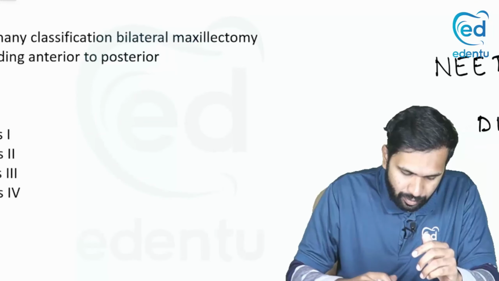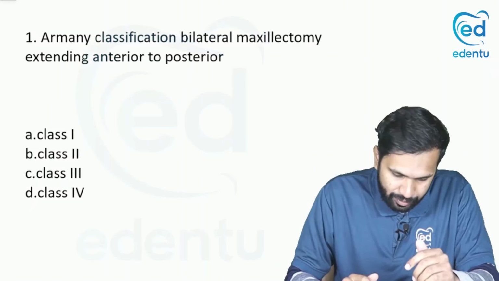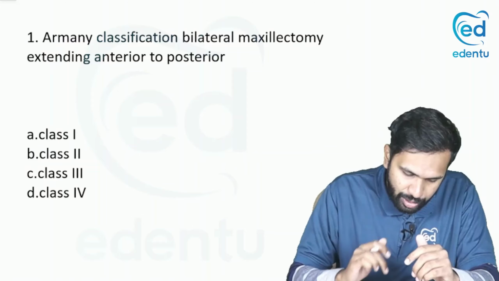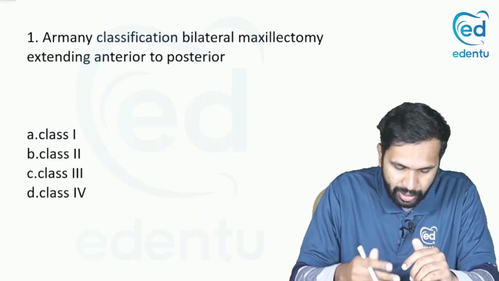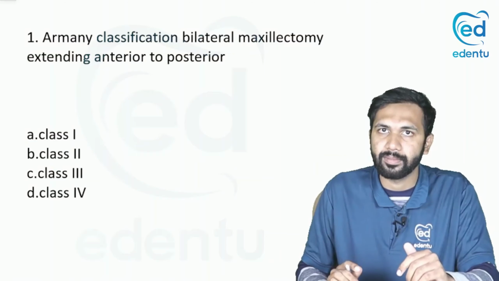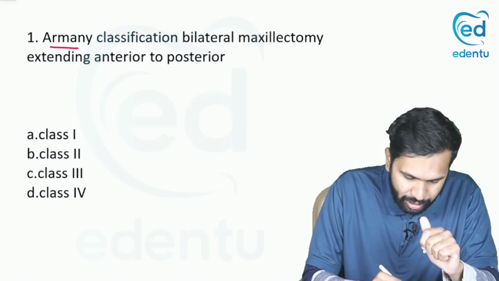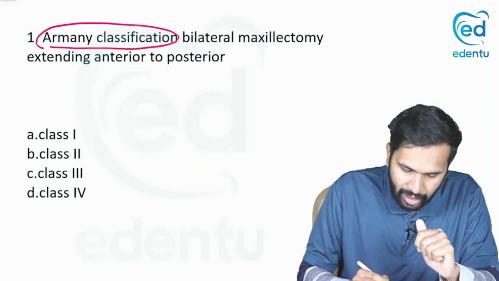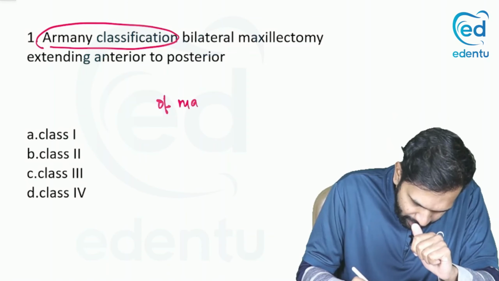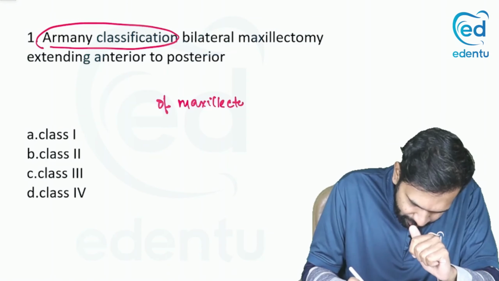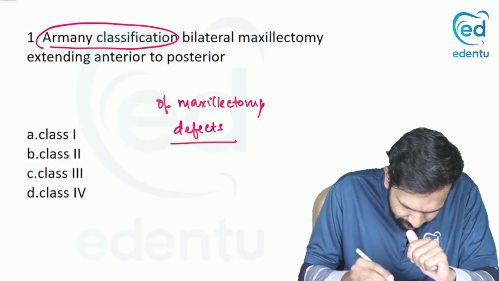All right. The first question is about Armani classification. Bilateral maxillectomy extending anterior to posterior comes under which classification? Right. So whenever you get a question like this, just understand what your Armani's classification is. Armani's classification is a classification of your maxillectomy defects.